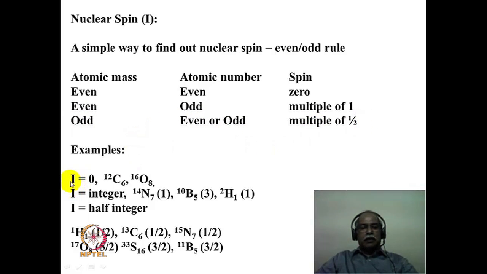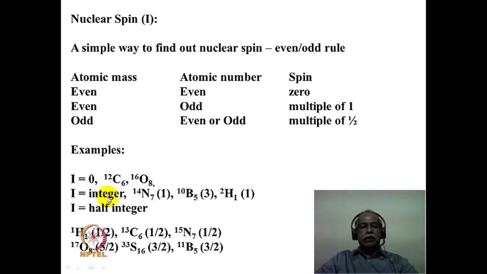The examples are shown here. For example, a spin of 0 would correspond to a carbon 12 nucleus, the isotope 12 of carbon, or isotope 16 of oxygen. They all have net magnetization of 0 and they are not very useful in the NMR experiment.